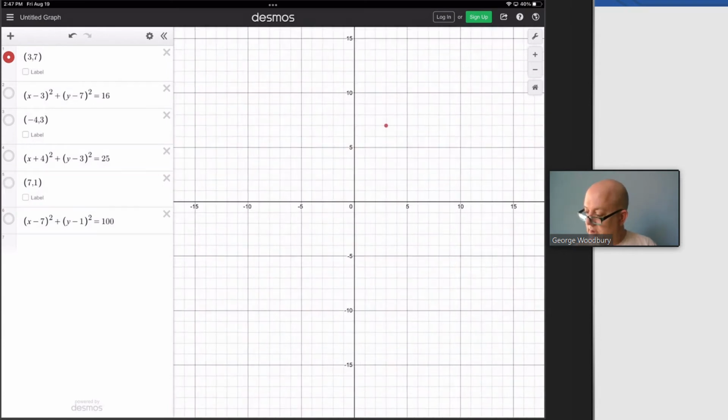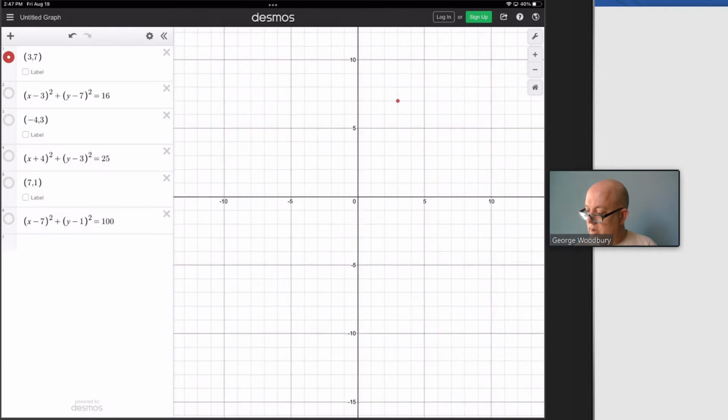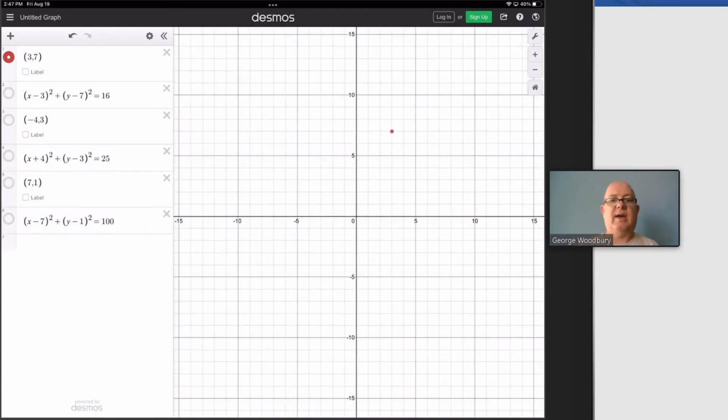Actually, let me zoom a little bit. Well, we'll see. I may have to shift that in a bit. And then I typed in the equation and it drew the circle for me. So there's the first set of values that could be x and y. These are all the points that are 4 units away from the point (3, 7). And let me just throw a label on that.